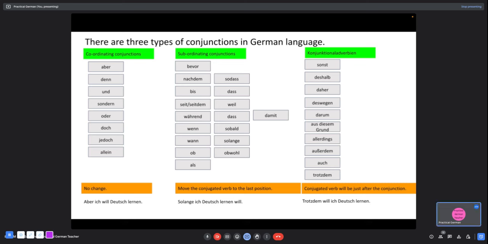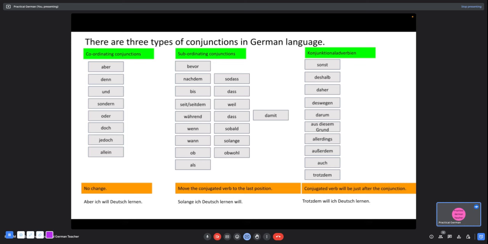Then "jedoch". Okay, anyone else, what does "jedoch" mean? It is something like "although". And now you will say "obwohl" also means "although". Yes, but there are slight differences. It depends on the context.